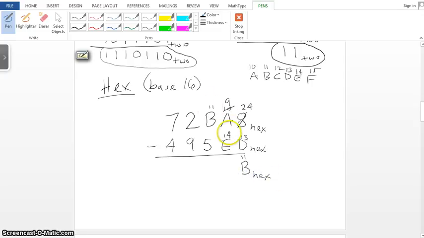Alright, 9 minus 14, I can't do that. Let's borrow from the 11, make it a 10. And the 9 now, we need to add 16 to that. Alright, so that becomes 25 there. 25, take away 14, that's another 11, which is another B, and that's okay. Alright, good so far. We can do 10 minus 5, which is 5. That's okay. In hexadecimal, base 16, everything was smaller.